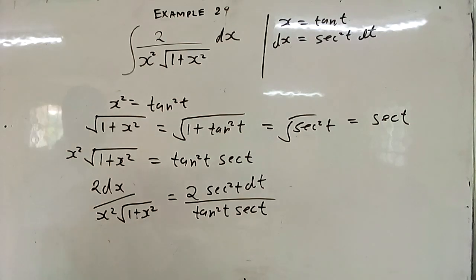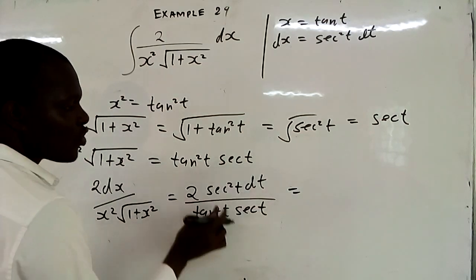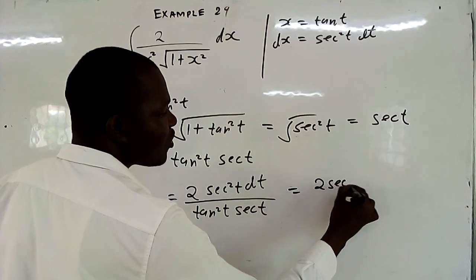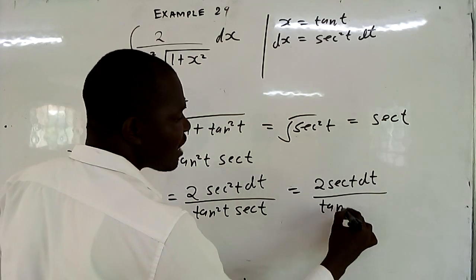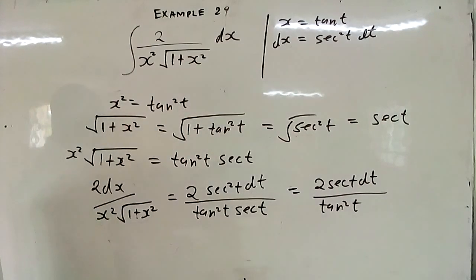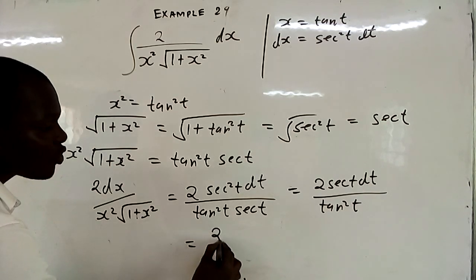Look at this. 1 over sec t goes with the 2 sec t in the numerator, you remain with the 2 sec t dt. In the denominator, you remain with tan squared t, isn't it? You remain with tan squared t. So from there is what you simplify further. Here it means you have 2.